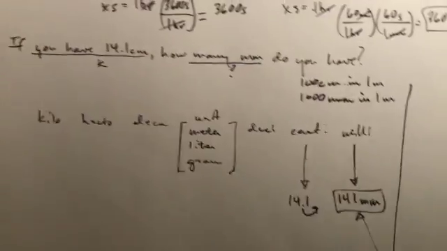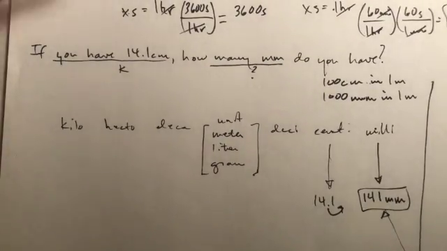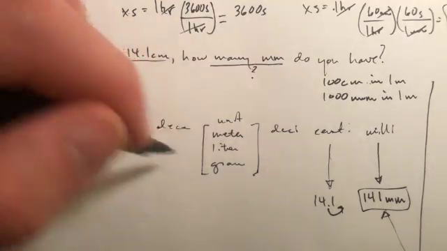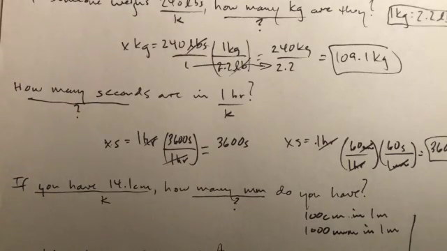Okay, so when you do metric to metric, you can just slide your decimal around. You don't have to do any of this stuff up here.